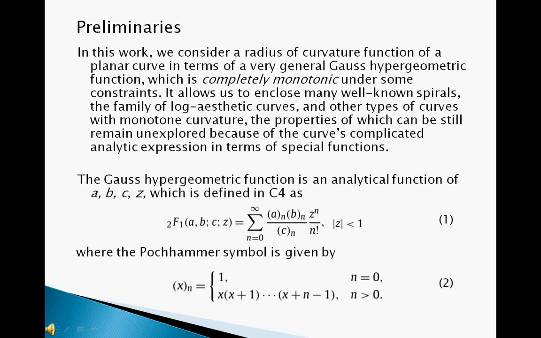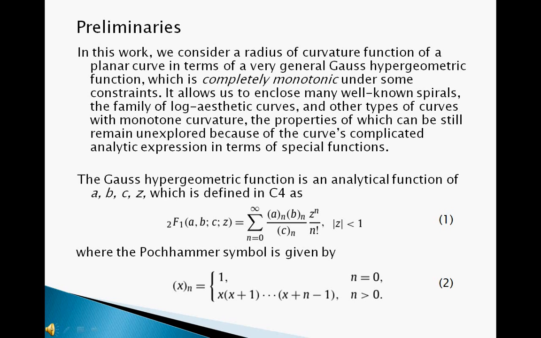This allows us to enclose many well-known spirals, the family of log-aesthetic curves, and other types of curves with monotone curvature. The properties of such curves still remain unexplored because of the curve's complicated analytic expression in terms of special functions. The Gauss hypergeometric function is an analytical function of a, b, c, z, which is defined in C4, as written in Formula 1.